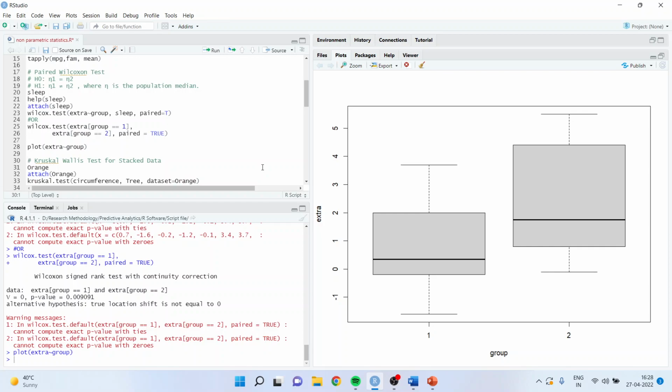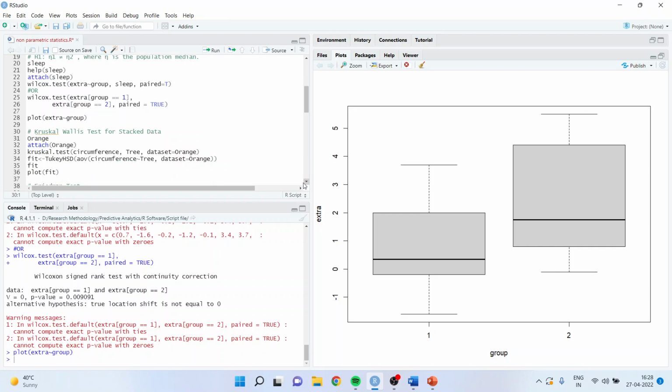Now when we have more than two groups, normally we use ANOVA, but when we are not able to establish normality in the data, we have to go for the non-parametric version of ANOVA, and for that we use the Kruskal-Wallis test.